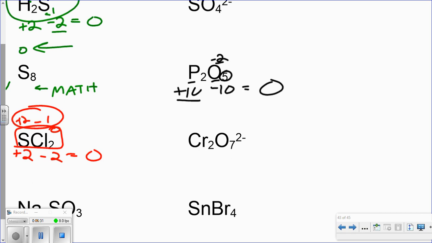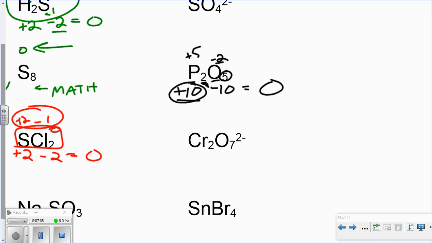It's +10. But now here, just be careful. The charge on P is not +10. It's actually +5, because we have to distribute the charge of +10 over 2 phosphoruses. So each phosphorus has a +5 charge. So what's the oxidation state, or what's the oxidation number of phosphorus in P2O5? It's +5. What's the oxidation state or oxidation number of oxygen in P2O5? It's -2. Okay.